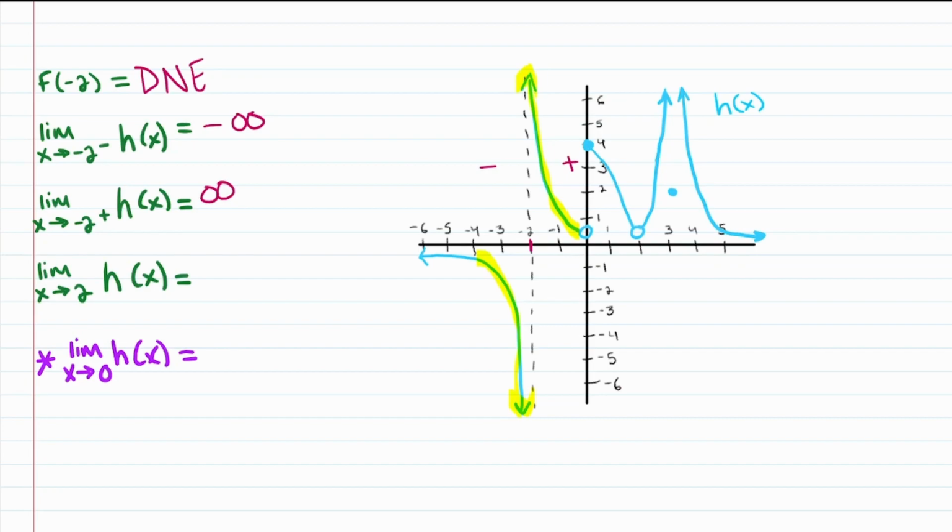Finally, we want to know the limit as x approaches 2. Now, in this case, the left-hand limit's approaching negative infinity, and the right-hand limit is approaching positive infinity. So we just write DNE.